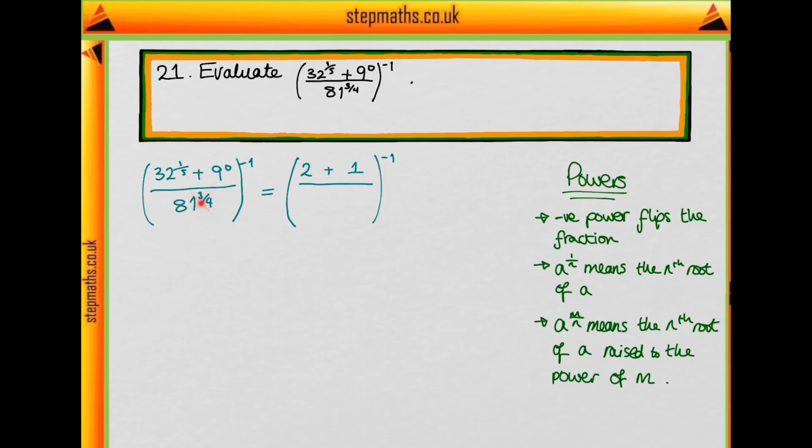And for the 81 to the 3/4 on the bottom, we're first going to find the fourth root of it. So 3 to the power of 4 is 81, so it becomes just 3 cubed here. The next step is just going to be simplify this down.